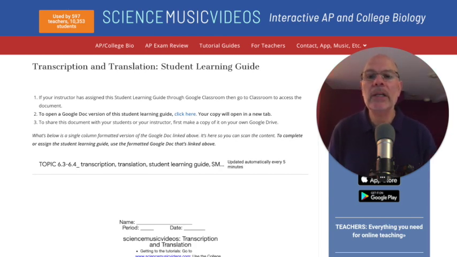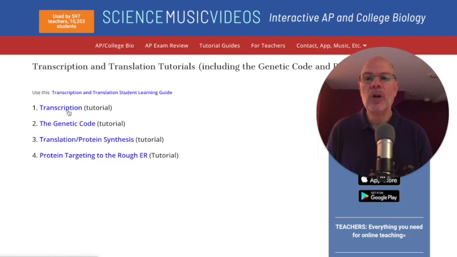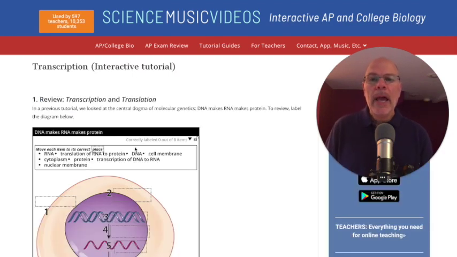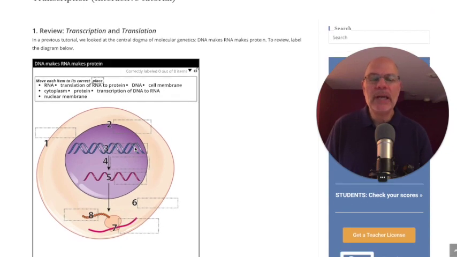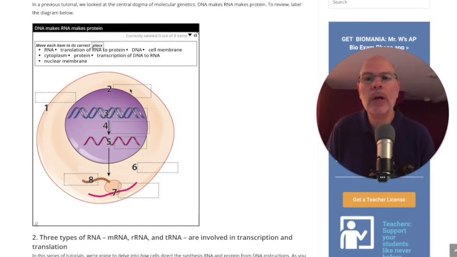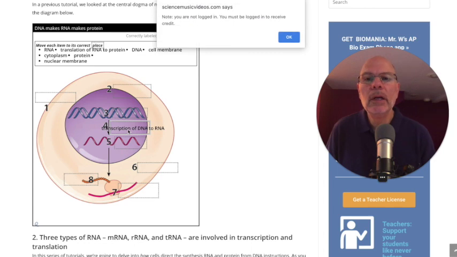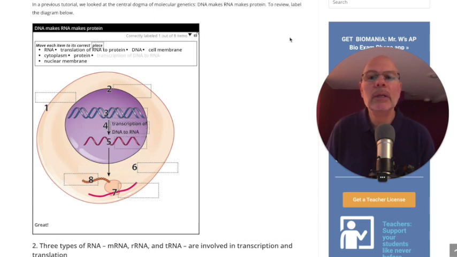So let's go back here, and we start with a tutorial about transcription. And what I always like to do is connect this to basic processes in cells. So interactions like this, where kids are reminding themselves that this is transcription of DNA to RNA. Oh, I'm not logged in. Oh, that's okay. Well, you can sort of see how that works. I'll log in later.